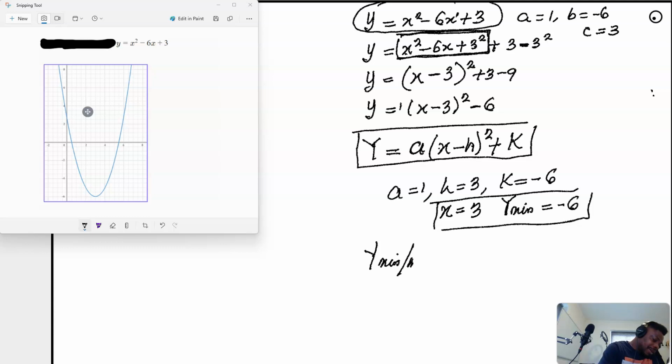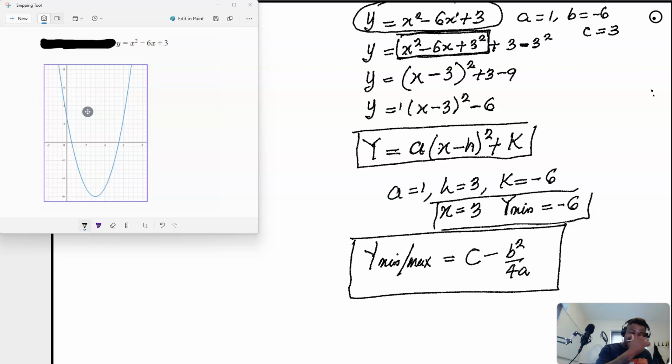Y minimum or maximum can be gotten using C minus B squared over 4a. Write this formula somewhere so you don't forget. Okay, let's quickly analyze what we have. Our function here: a is 1, b is minus 6, and c is minus 3. So let's use this formula. We already know its minimum value because a is greater than 0.